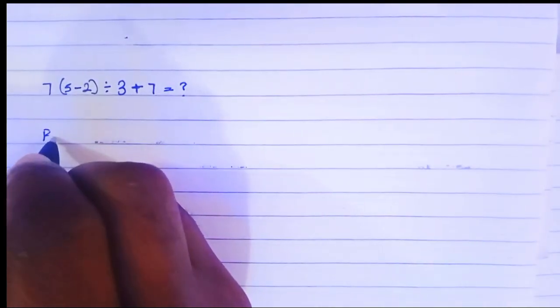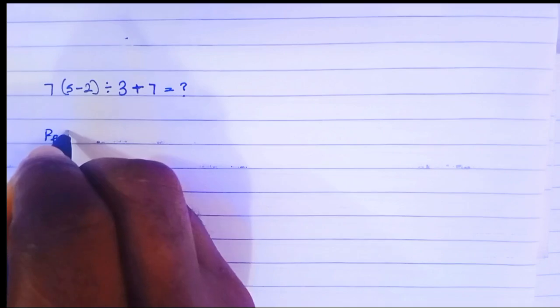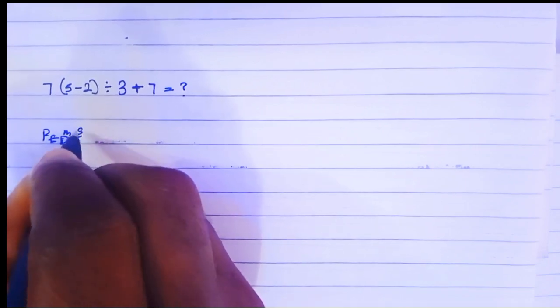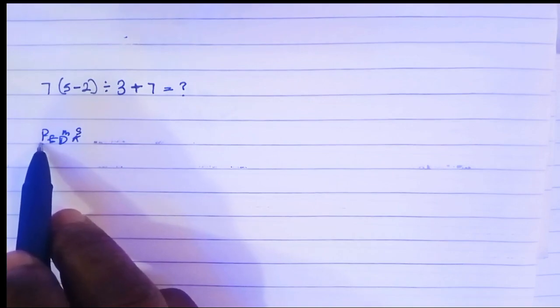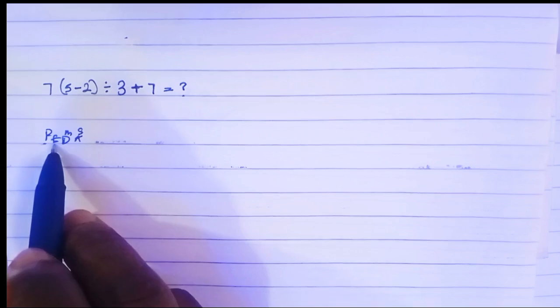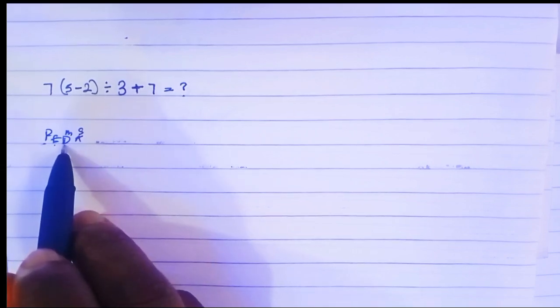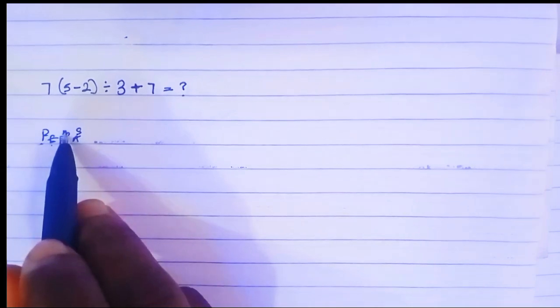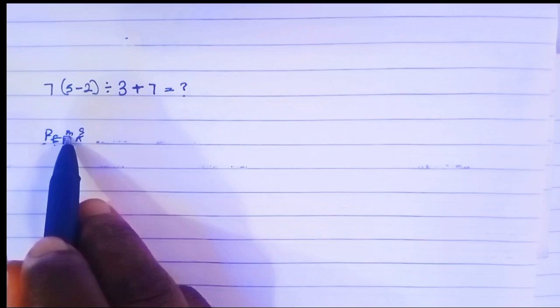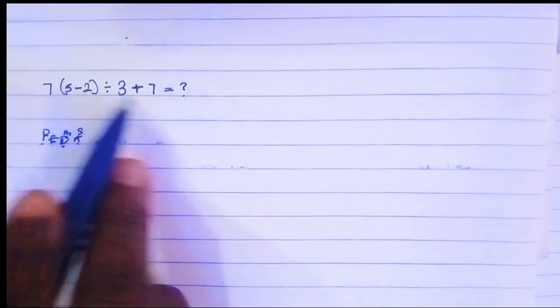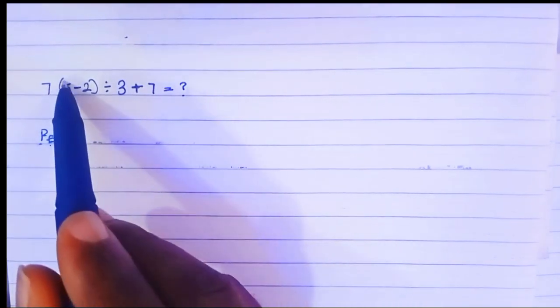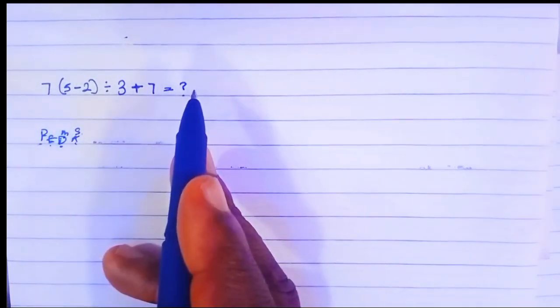where we have PEMDAS. Here P is parenthesis, while E is exponential, D is division, M is multiplication, and then addition and subtraction. So while solving this, we are going to solve everything inside here first before any other thing.